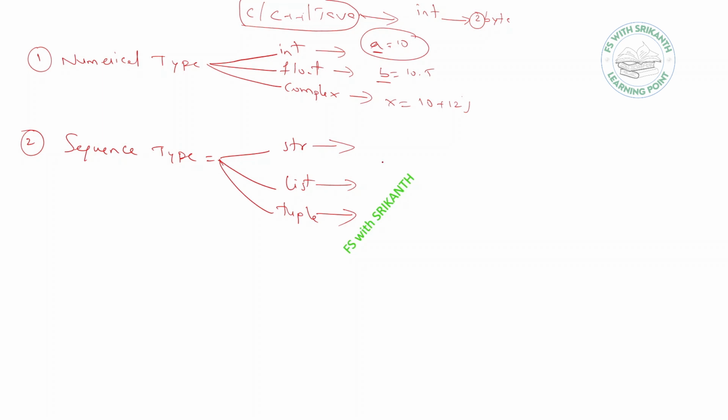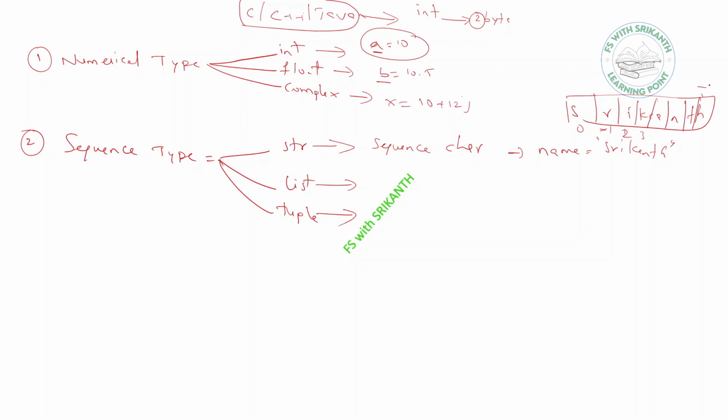A string represents a sequence of characters, it is nothing but a sequence of characters. For example, name equal Srikanth. How will it be stored internally? Character-wise it will be stored like S R I K A N T H. In this way it will be stored. We can access it by the index value, by the index. We can get it in the positive direction and in the negative direction also.